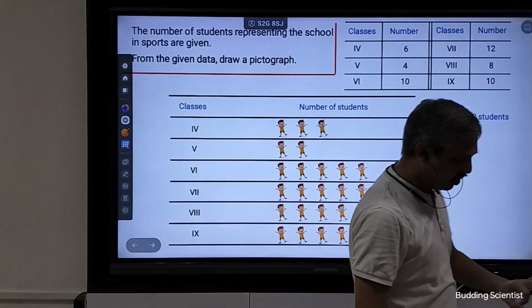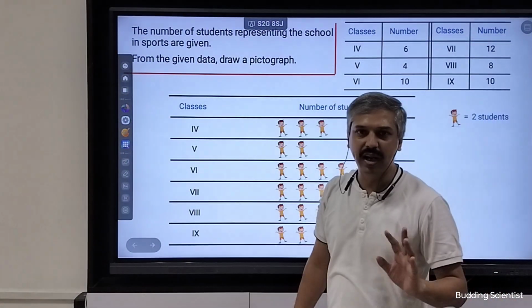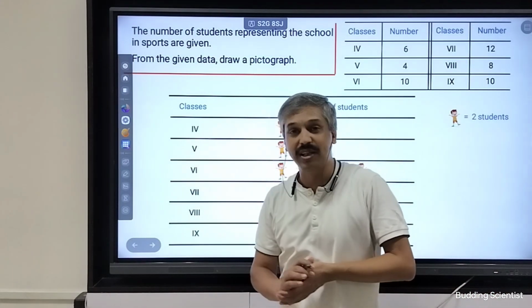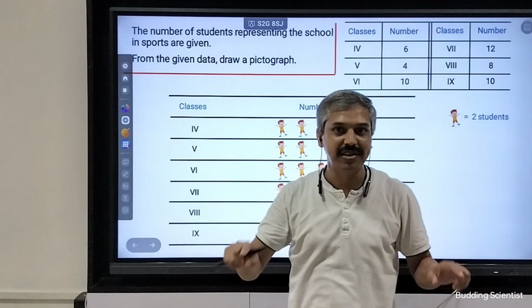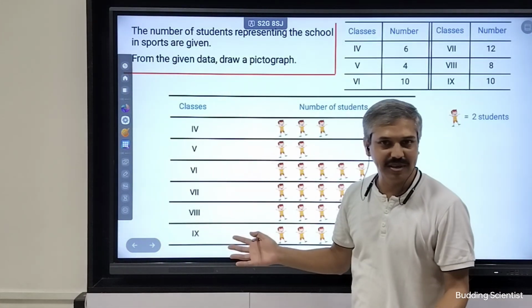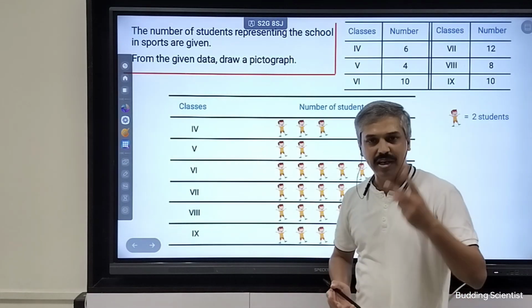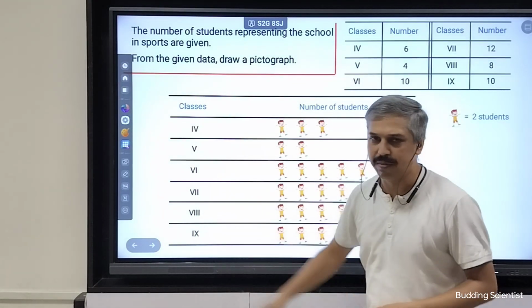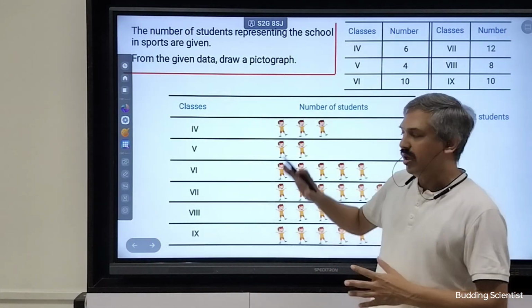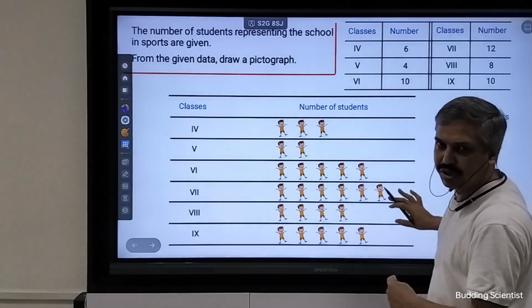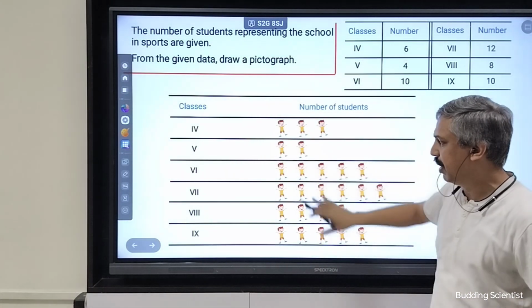There are 3 kinds of questions that can come from the chapter data handling. I'm not talking about the paper, but I'm saying this is what we have in the entire syllabus. One question is make the tally marks and prepare the table. Second kind of question is make the pictograph. And the third kind of question that we solved previously is, given a pictograph, there are a set of questions and you solve those questions from the given pictograph.